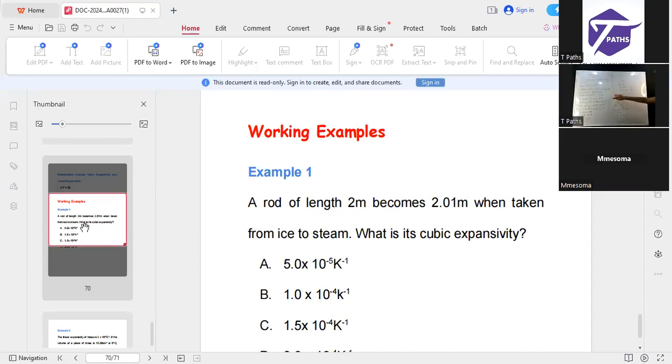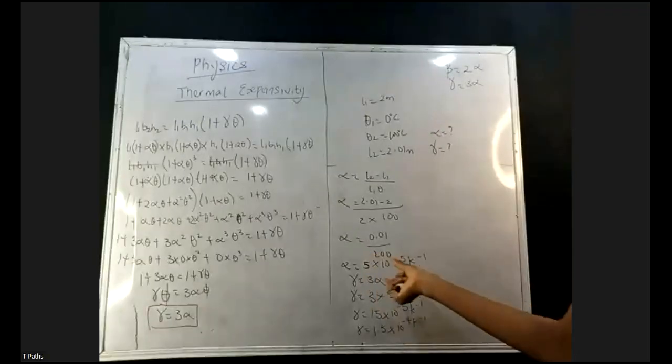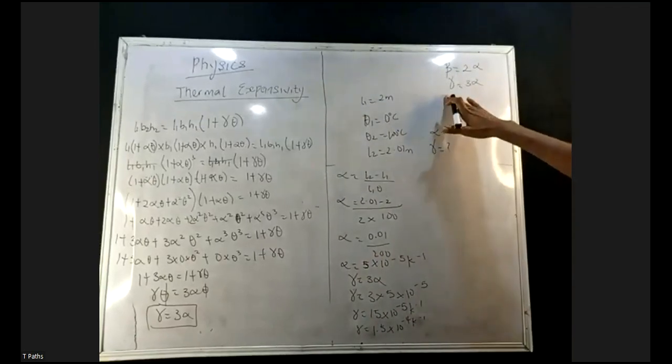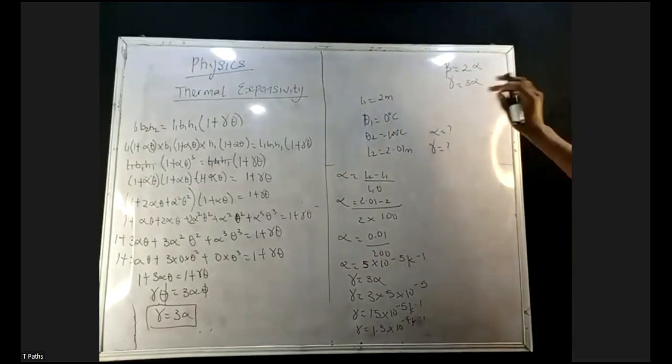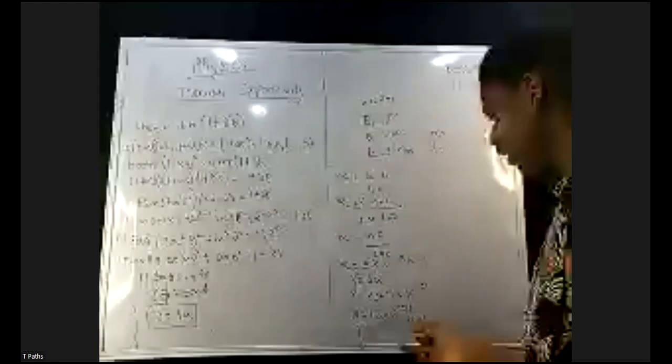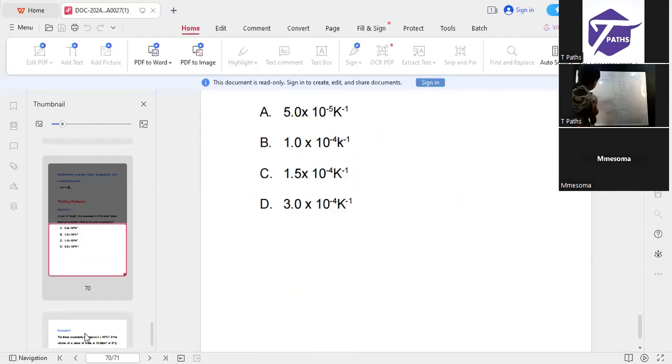I simply found my alpha, which is linear expansivity. I evaluated it and I got this answer, 5 times 10 raised to the power of minus 5. Then I used the relationship between volume expansivity, which is cubic expansivity, and linear expansivity. So I did 3 times 5 times 10 raised to the power of minus 5, and it gave me 1.5 times 10 raised to the power of minus 4. All right. So let's move to the second example and then we'll move to another topic.